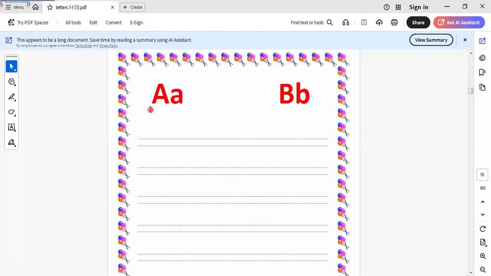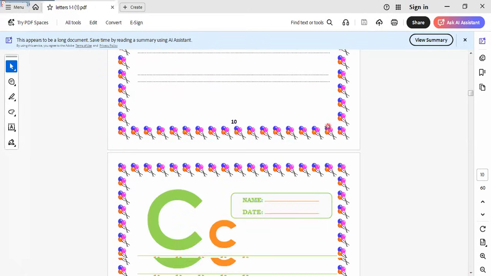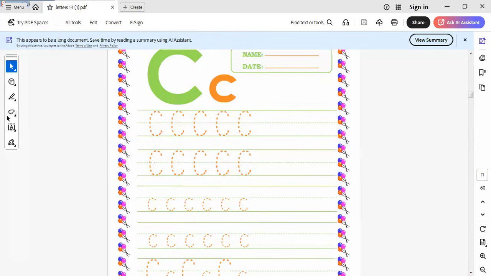Here is capital A and small a. Repeat after me. Capital A and small a, capital B and small b. Okay, I write it for you. Here is capital C and small c, written like this. This is called capital C and small c. Okay.